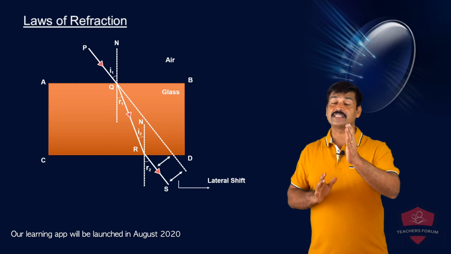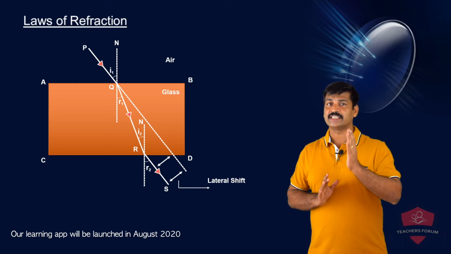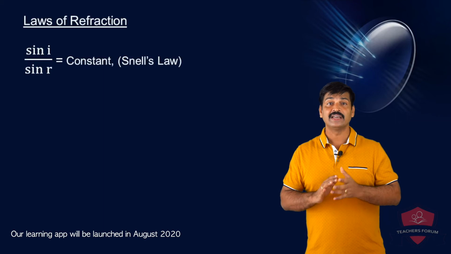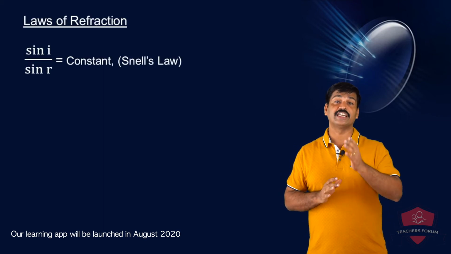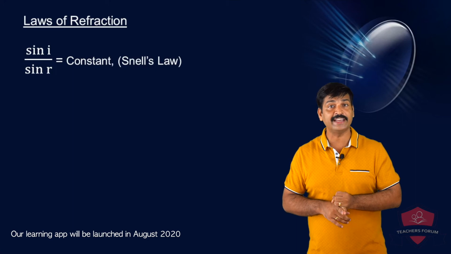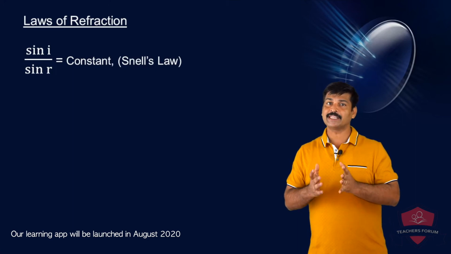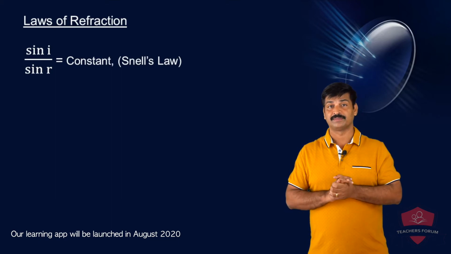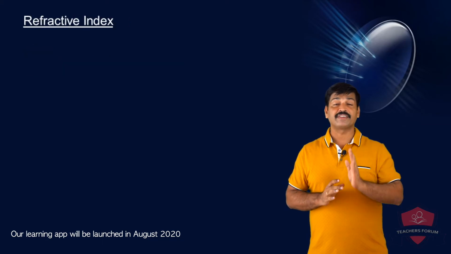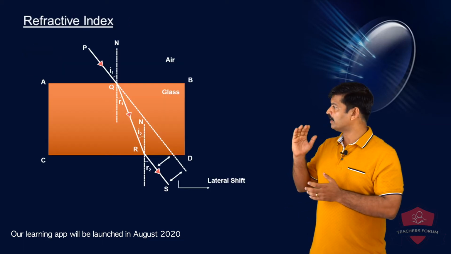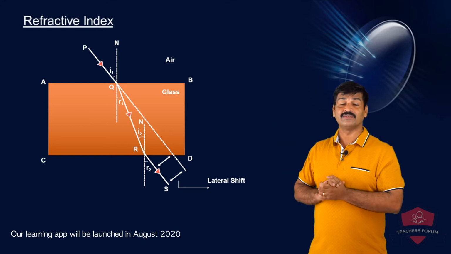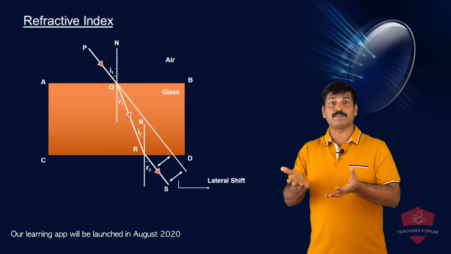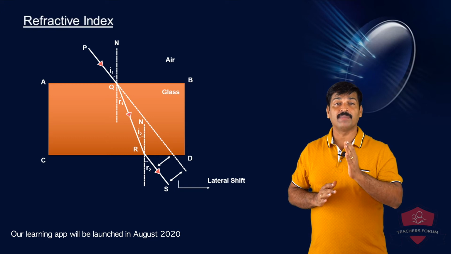This is also known as Snell's law. So what does Snell's law state? It states that the ratio of sine of angle of incidence to the sine of angle of refraction is a constant for a given color of light and for a given pair of media. Mathematically, it can be expressed as sin i by sin r equals a constant. This constant is known as refractive index. Now, here when the light travels from air to glass, we say that the refractive index of glass with respect to air is sin i by sin r.